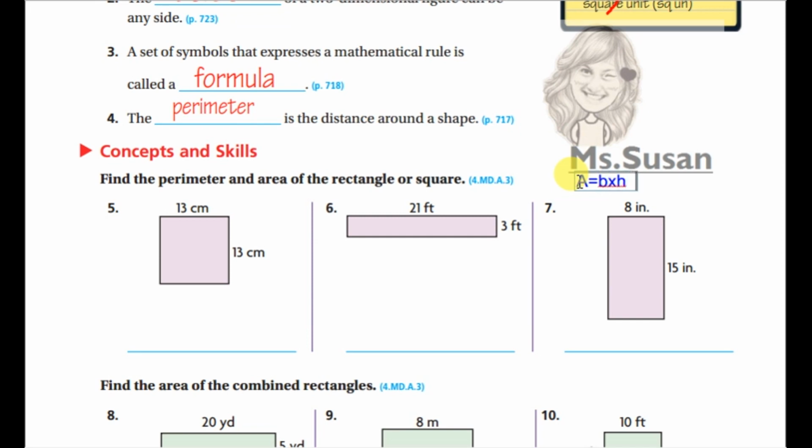Now, what is the formula of the perimeter? Perimeter is equal 2 times B plus 2 times H. So we add all the dimensions together. We have 2 bases and we have 2 heights. So add them together. Add the 2 bases plus the 2 heights to find the overall distance around the shape. So first, let's apply it here, or let's fill the formula.